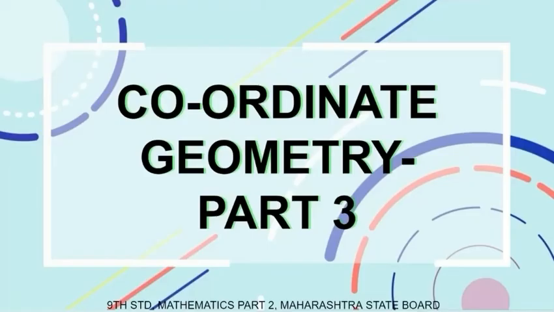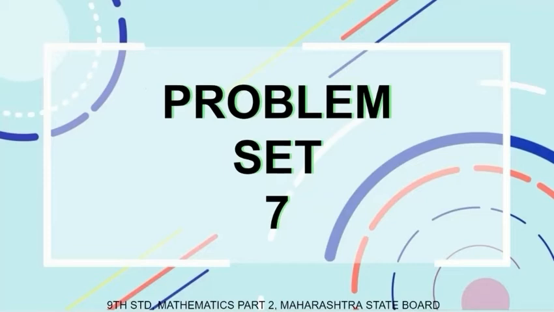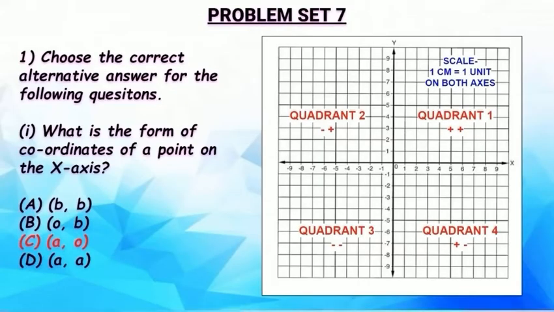Now today, in part 3 of coordinate geometry, we'll be solving the problem set 7 of your textbook. So let us discuss the first question. It says, choose the correct alternative answers for the following questions.